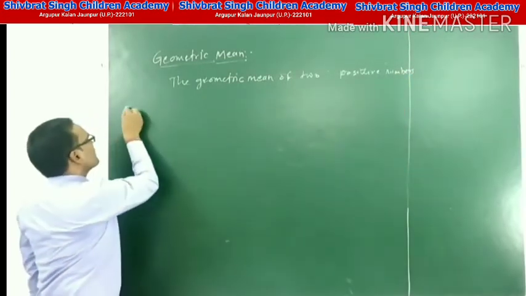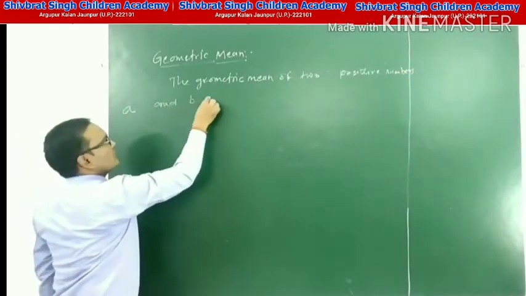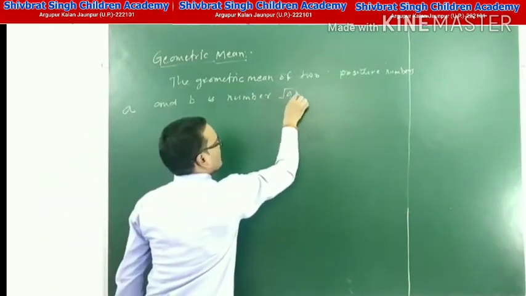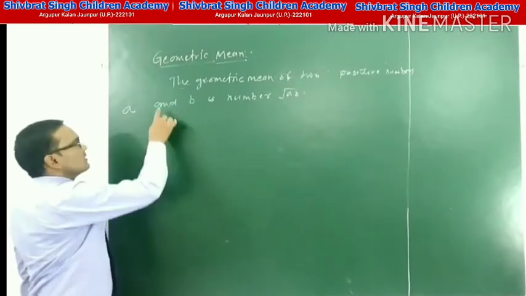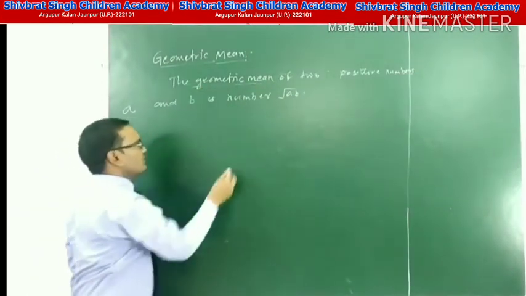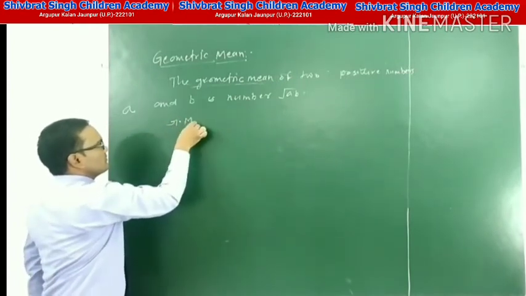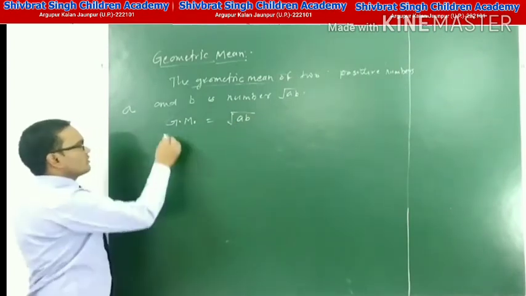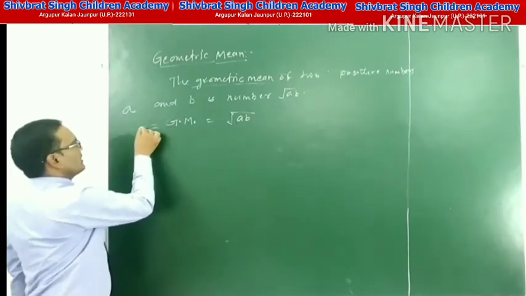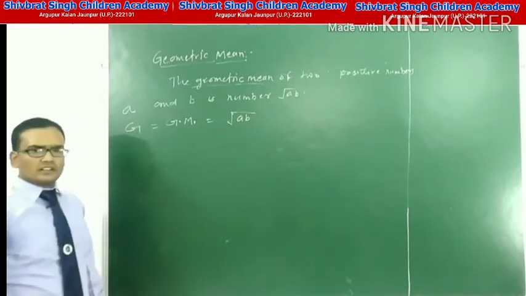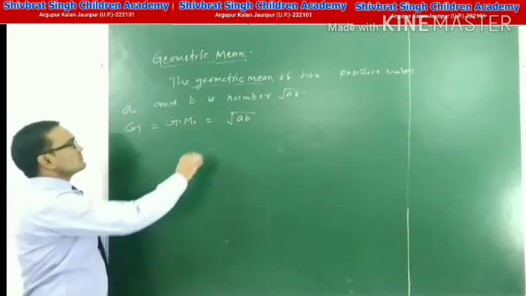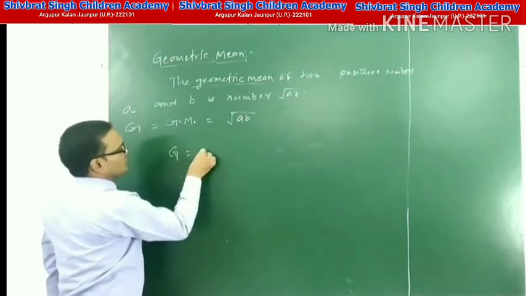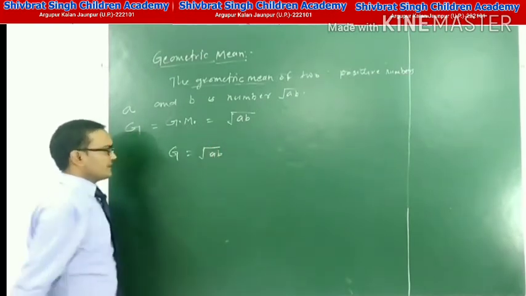a and b is a number square root of ab. That means geometric mean, in abbreviation GM, is equal to square root of ab. Also this GM is denoted simply by a capital letter G. G equal to square root of ab.